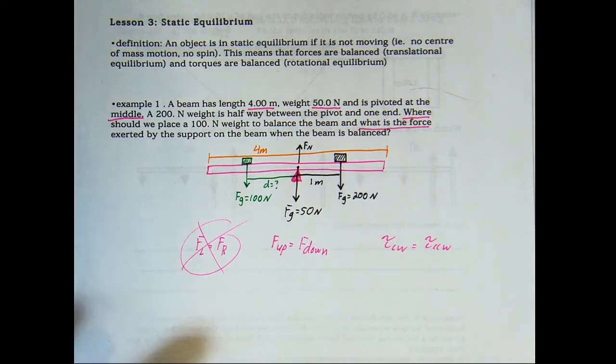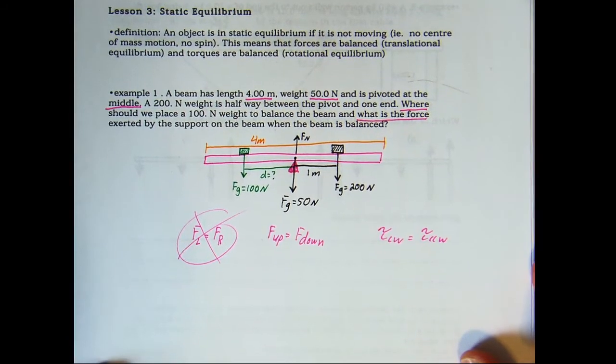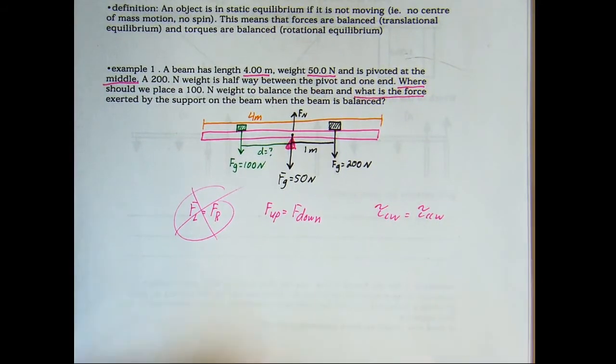What we can jump straight to, though, is the idea that our forces up equal forces down. Well, there's only one force up and there's 3 forces down. So we've got our Fn acting up.